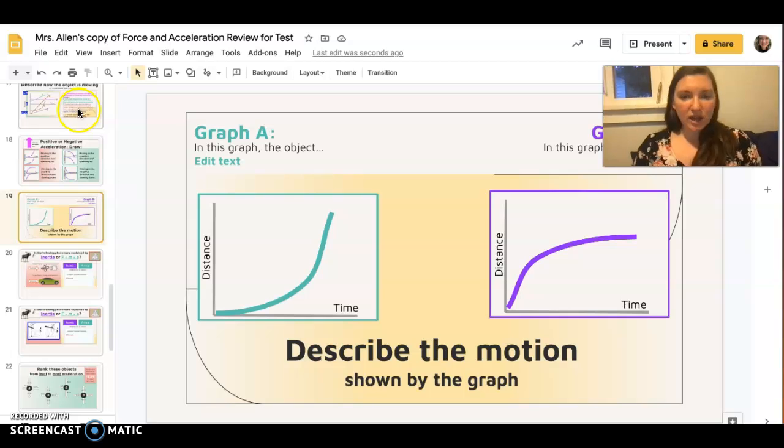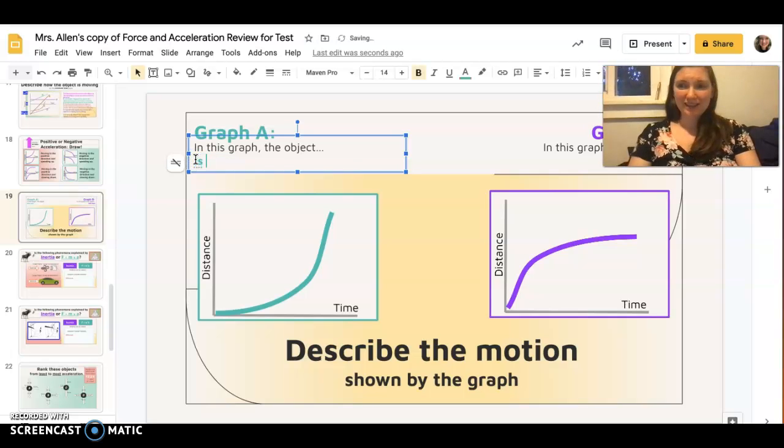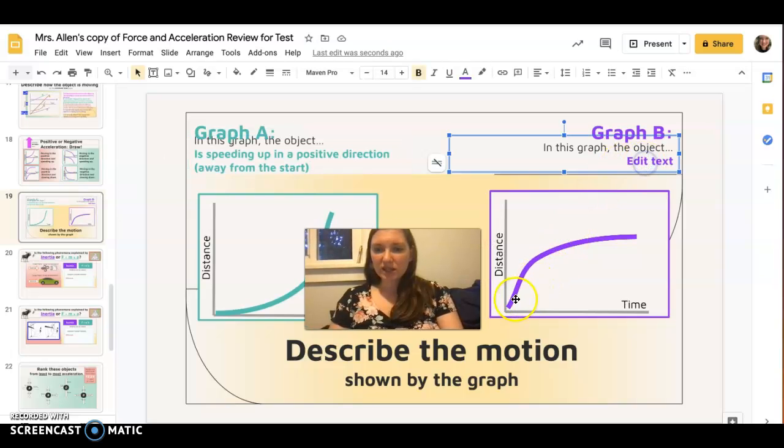Okay, describe the motion shown by the graph. In this graph, the object is speeding up in a positive direction away from the start. And in this graph, the object is slowing down in a positive direction.